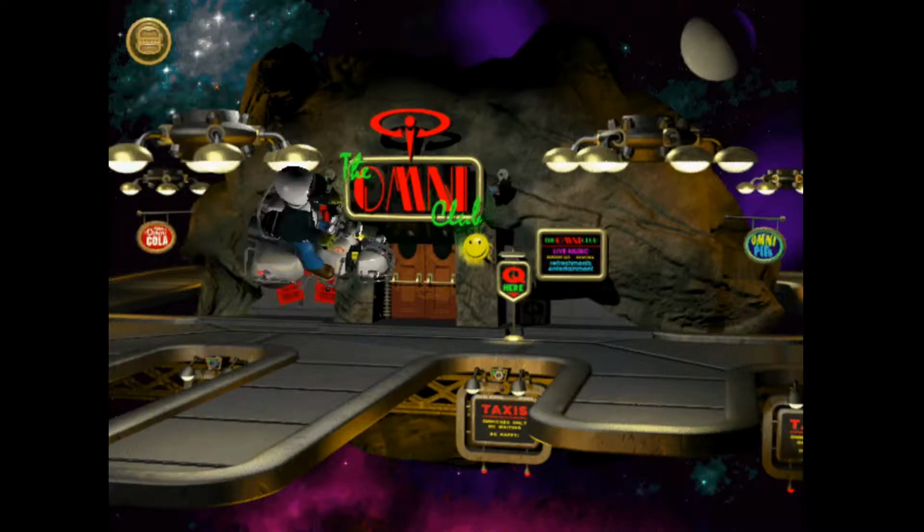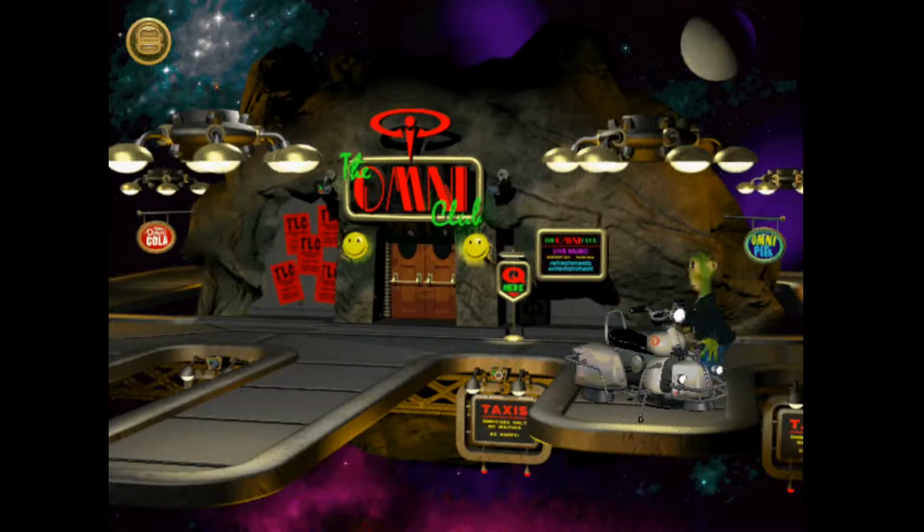Another bar? It's a club, an exclusive club. Looks like it's advertising live magic. Taxis. Right, let's see. So we can go to the door. Where can we go? Let's examine. Where are we? The Omni Club. Wow. This place is really exclusive. I suspect I probably can't get in then. Let's see if we can get in. I suspect we're gonna get chucked out.